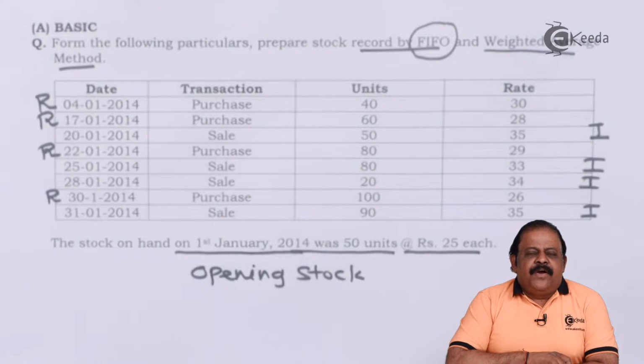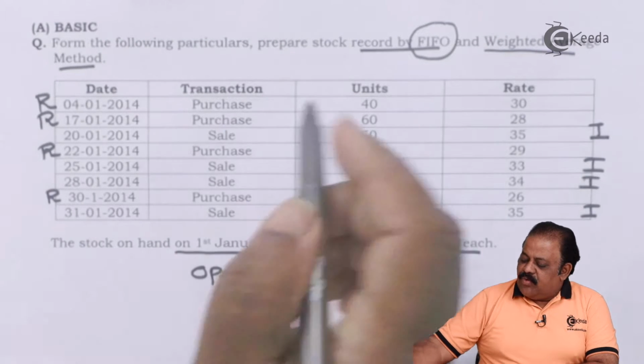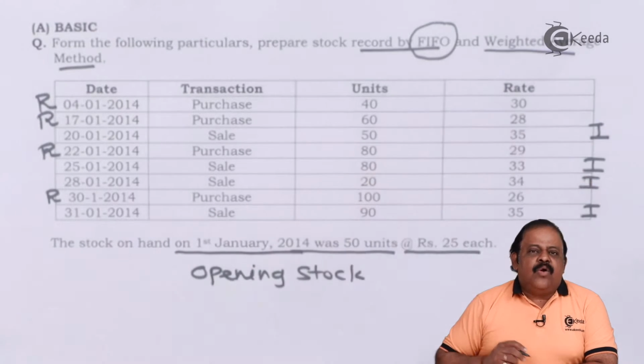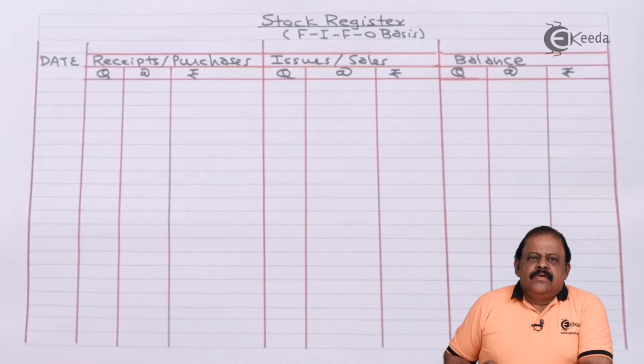This method is used particularly in case of short life products or perishable products which we cannot store for a longer period. Therefore the old stock is issued first and closing stock we get from the current production or current purchases, because fresh purchases will be maintained in closing stock. That method is called as what? First in, first out.